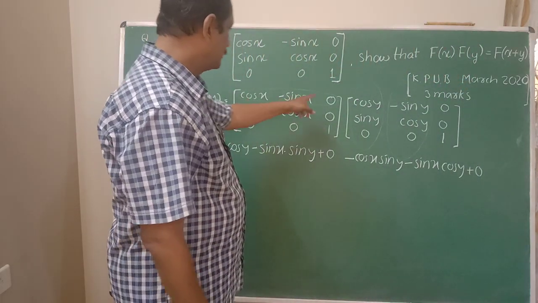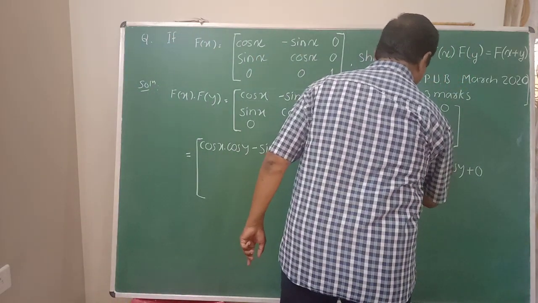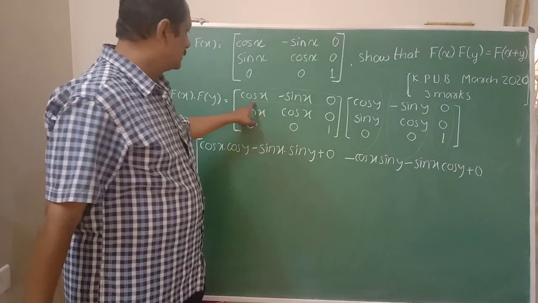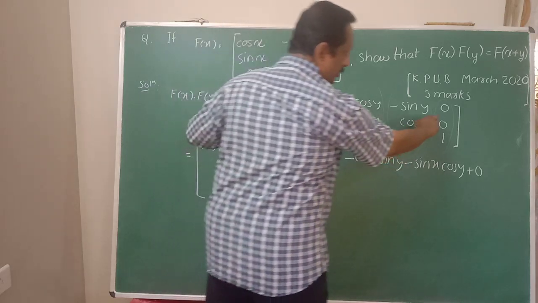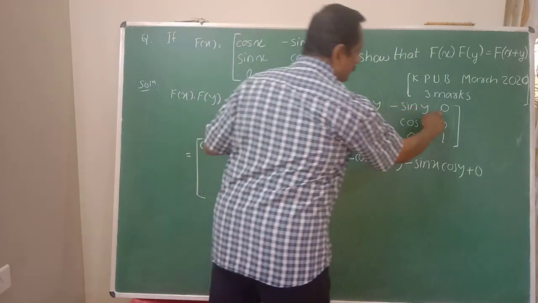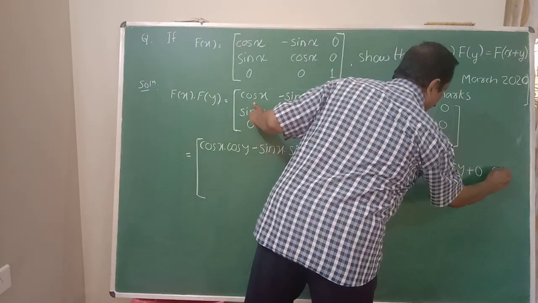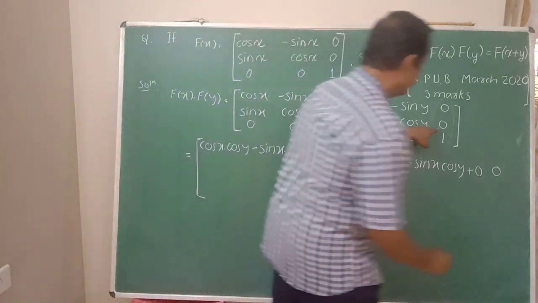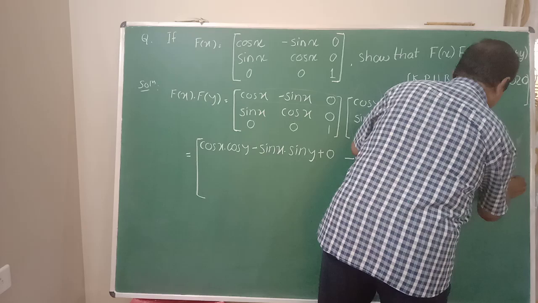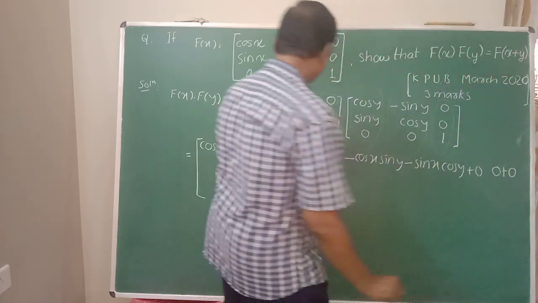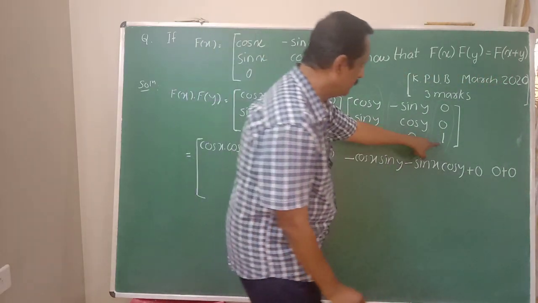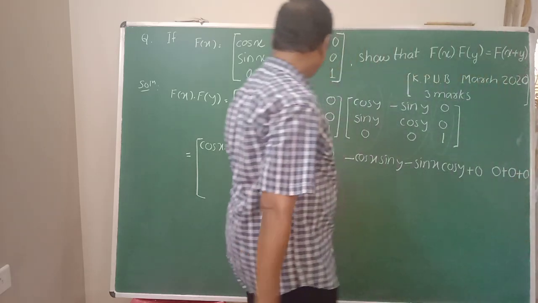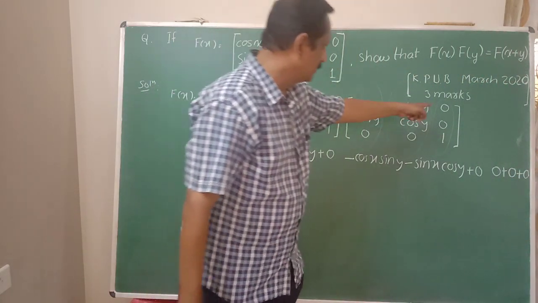Then multiply this row with the third column here. Cos x into this 0 becomes 0, so right here 0. Minus sin x into 0 becomes 0, so plus 0. Then 0 into 1 becomes 0, so plus 0. That is the multiplication of row with column.